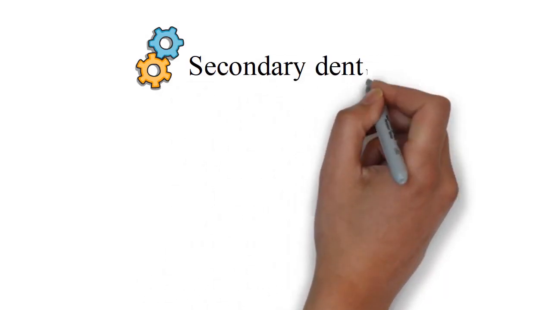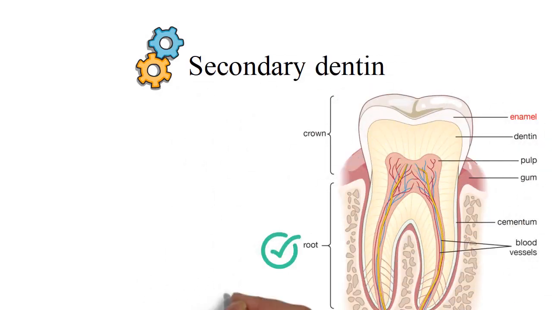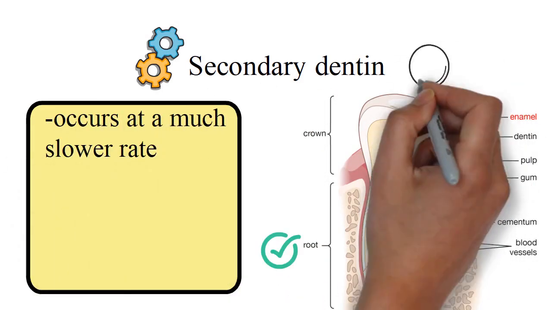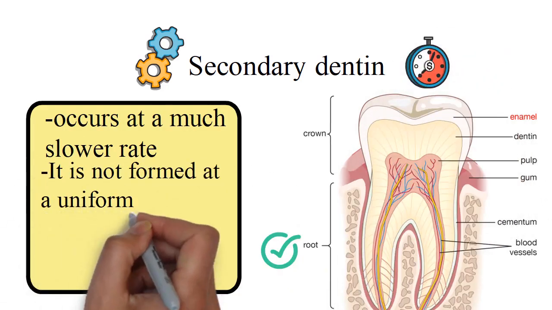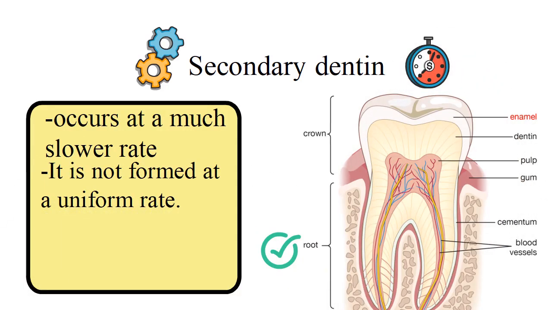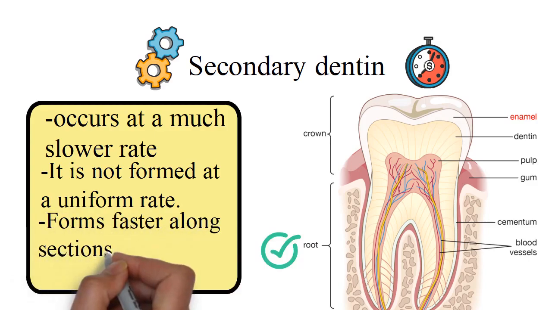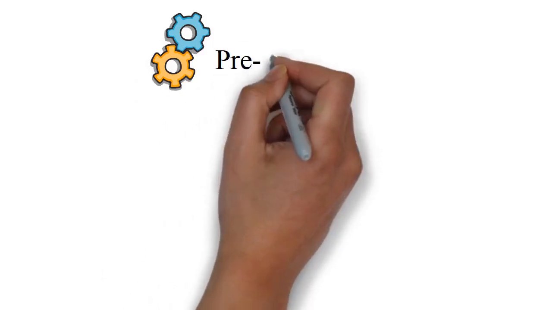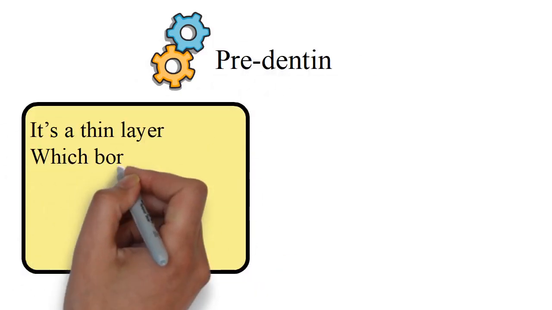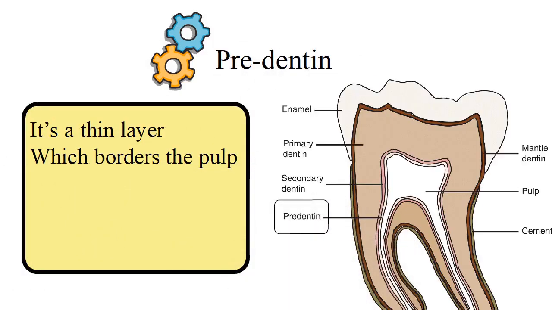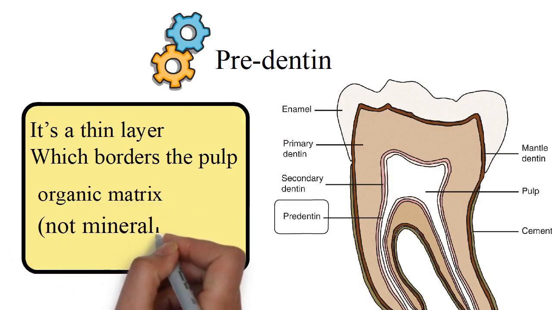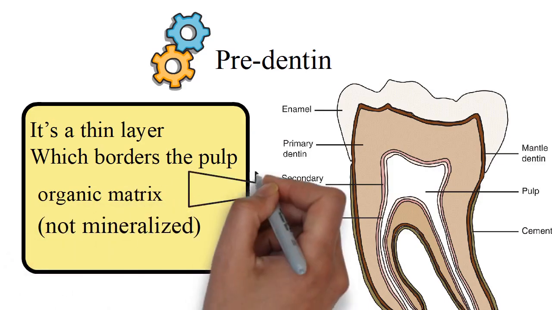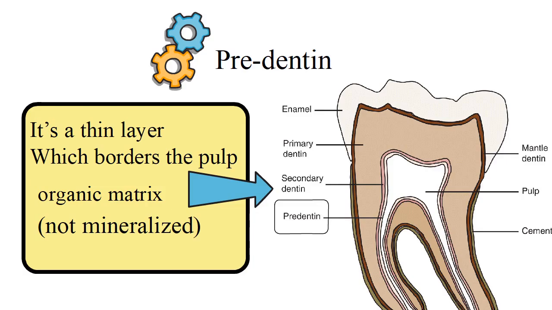For the secondary dentin: secondary dentin is formed after root formation is finished and occurs at a much slower rate. It is not formed at a uniform rate along the tooth, but instead forms faster along sections closer to the crown of a tooth. For the predentin, it is a thin layer which borders the pulp, a layer of organic matrix that has not yet mineralized, and as it mineralizes, it becomes secondary dentin.